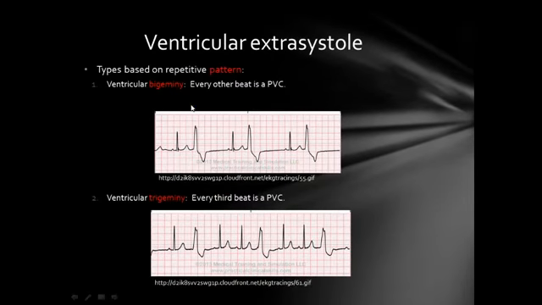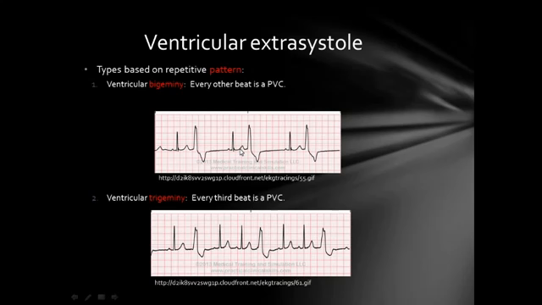We could also classify them based on their repetitive pattern into the following. The first is called ventricular bigeminy, same definition. Every other beat is a premature ventricular contraction. So one normal beat, one ventricular extrasystole, and again. Again, the ventricular extrasystole: no P wave, a wide QRS complex, inverted T wave, and it's followed by a pause. This wave here is the T wave of the preceding beat.